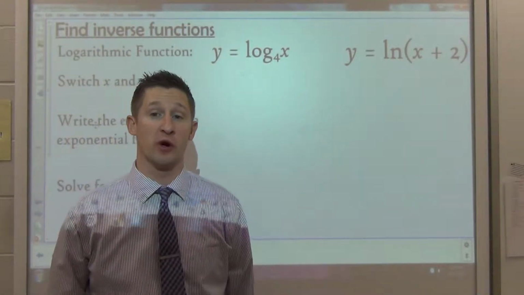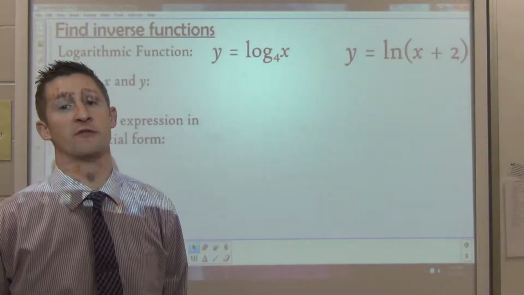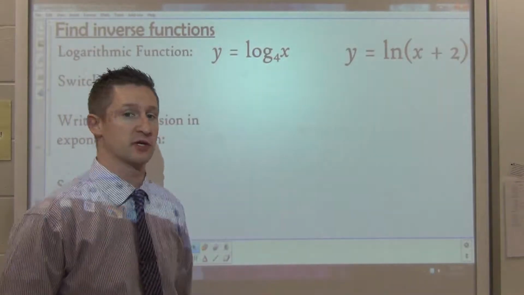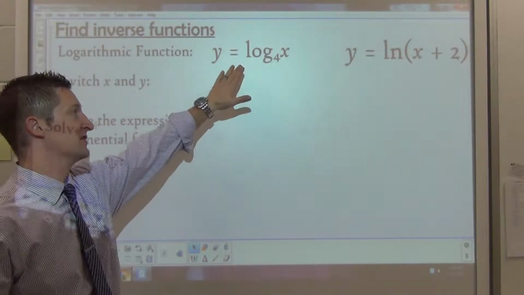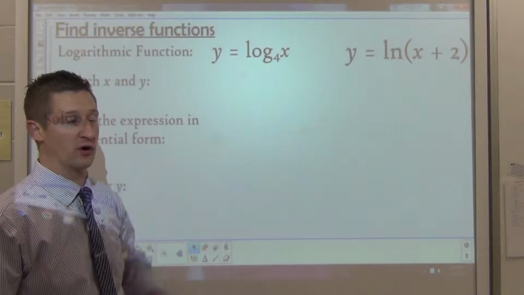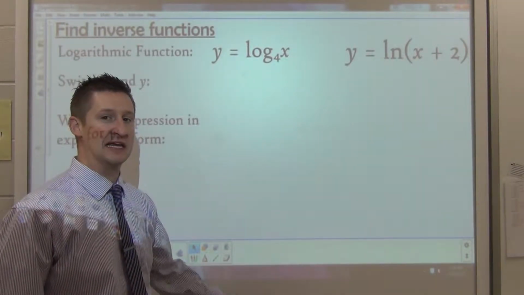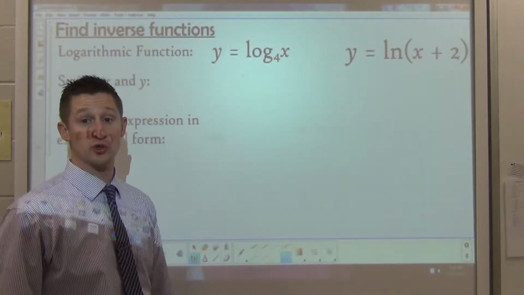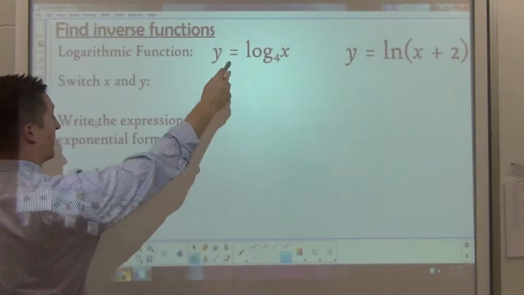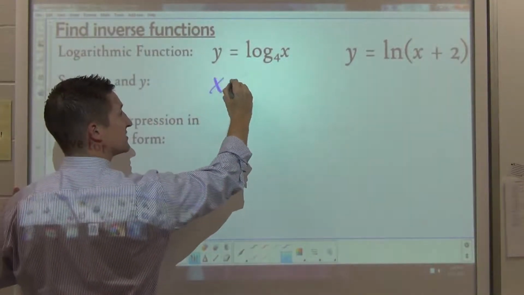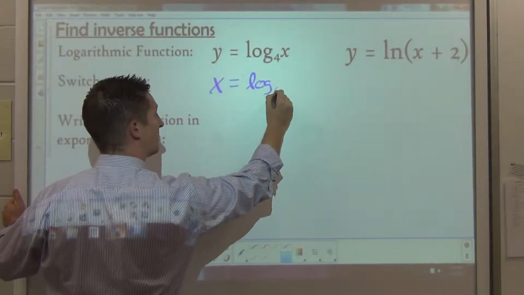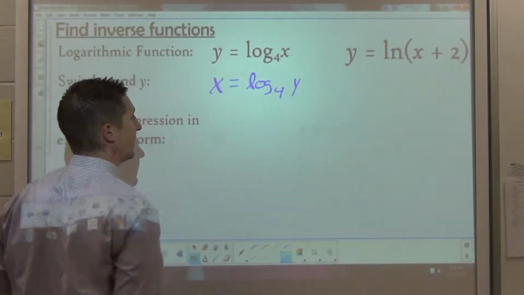All right, in this video we're going to be finding the inverse of some logarithmic functions. So we're going to start with this expression we see here, y is equal to the log base 4 of x. Now when I find the inverse, the first step is always to switch x and y. So that's what I'm going to do right away. I will switch x and y and rewrite this as x equals the log base 4 of y.